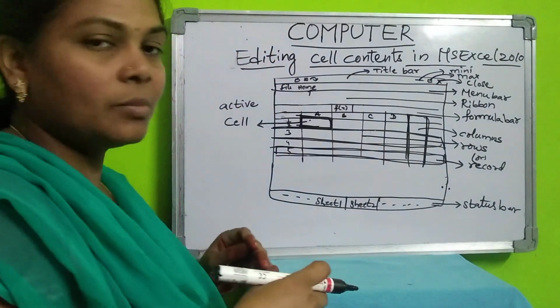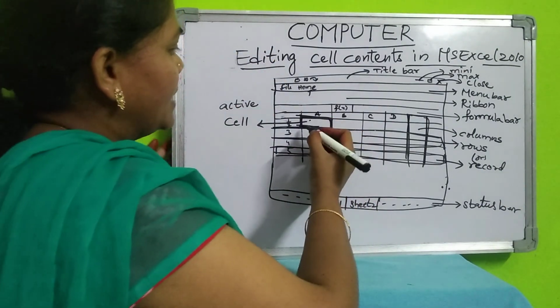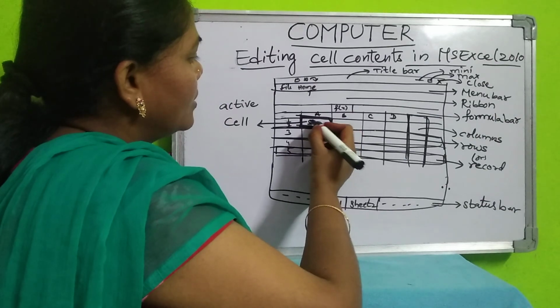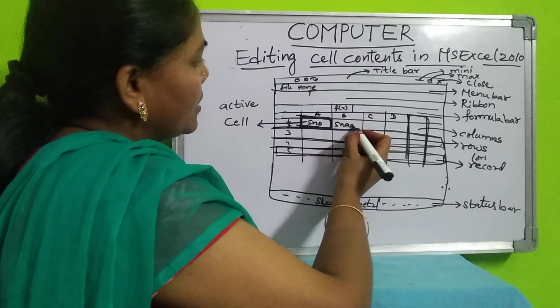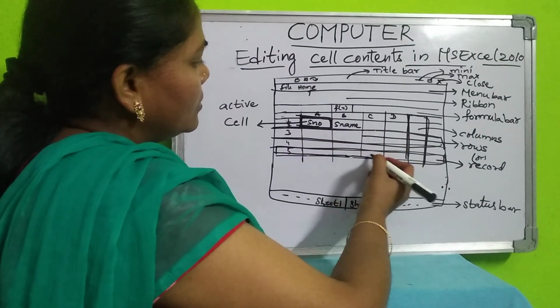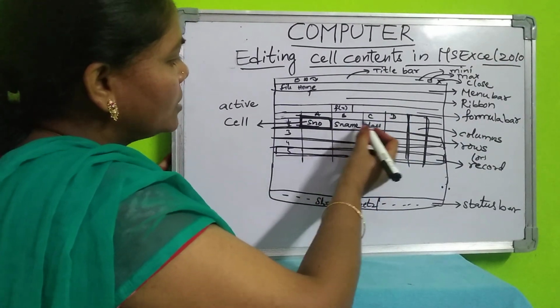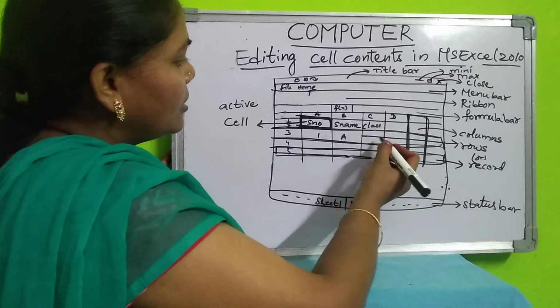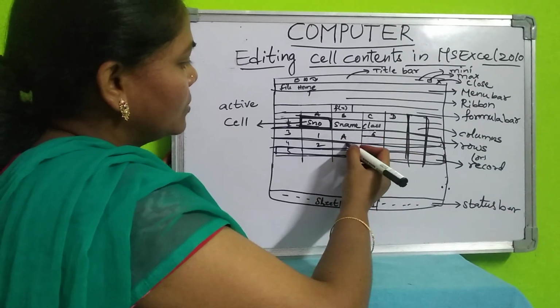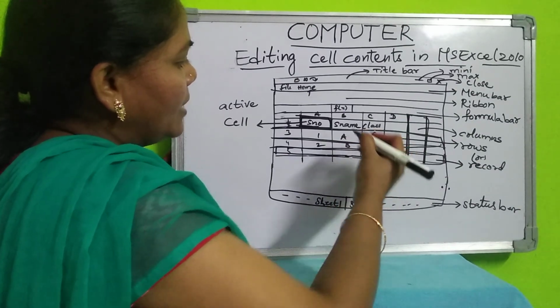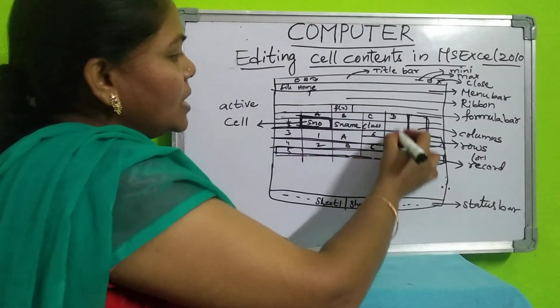According to that information you have to create the fields: student number, student name, example only. I am giving only 3 columns, and according to these column names you have to enter the values, like this. So this is a table now.